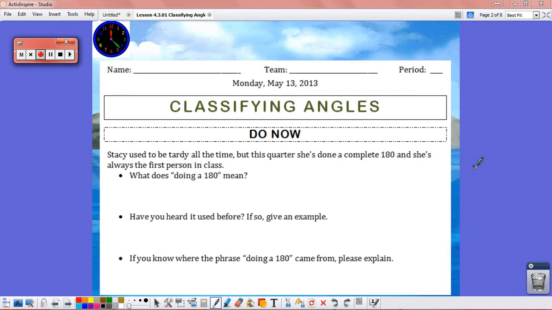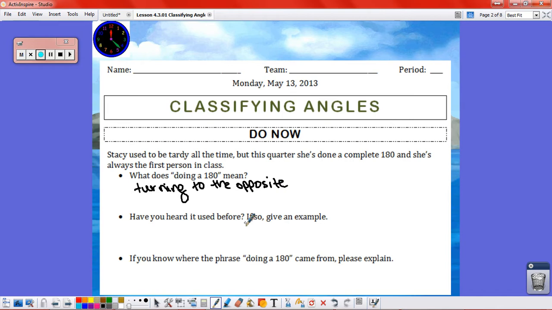So Stacy used to be tardy all the time, but this quarter she's done a complete 180, and she's always the first person in class. So what does doing a 180 mean? Based on context, we should get the idea that doing a 180 means turning to the opposite. She was doing one thing, now she's doing the opposite thing.